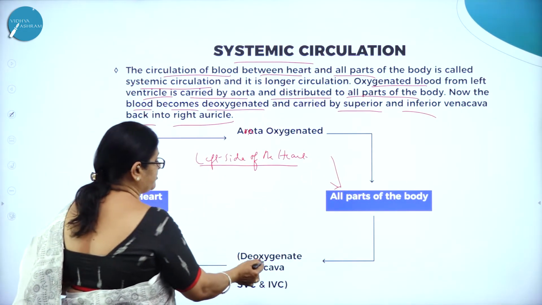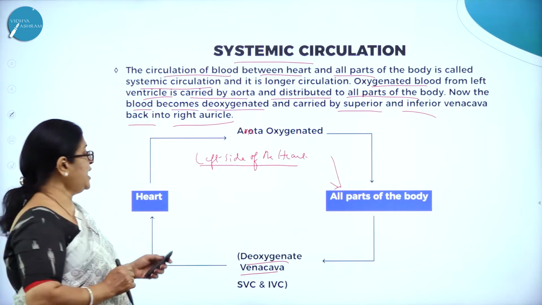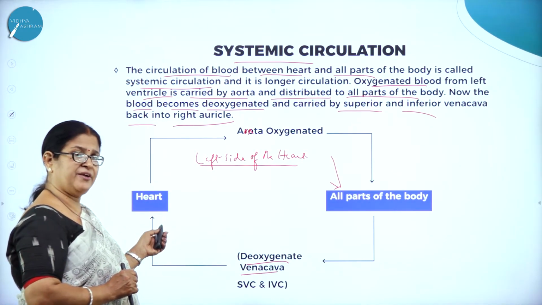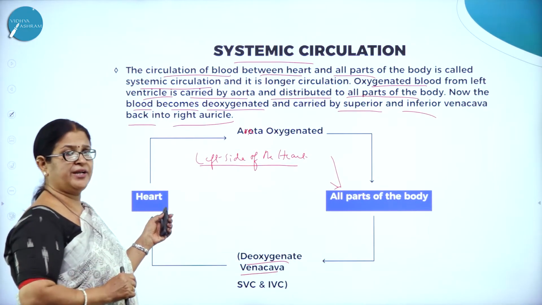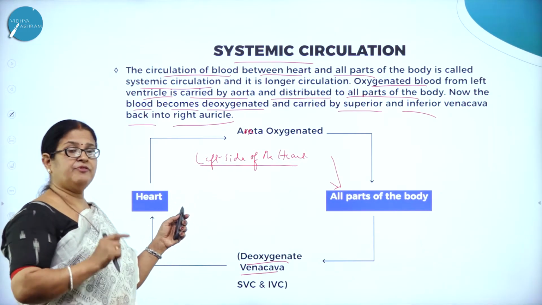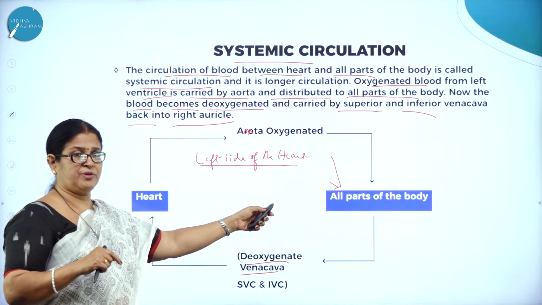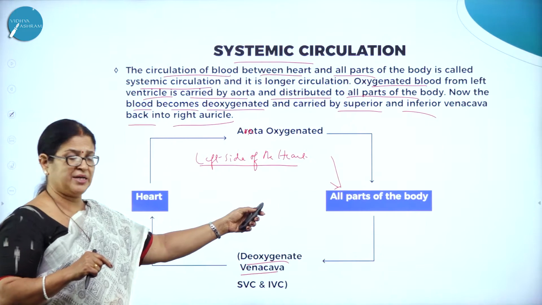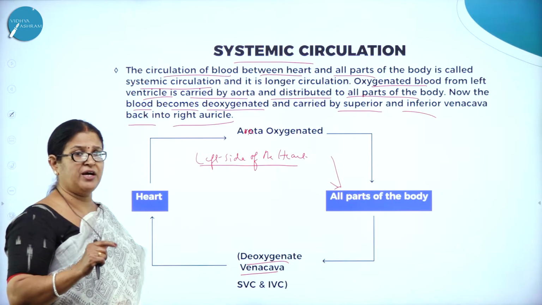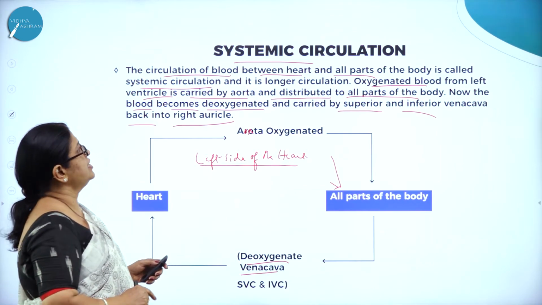Again, from all the parts of the body, the deoxygenated blood is collected by the superior vena cava and inferior vena cava, and it is poured into the right auricle, from the right auricle to the right ventricle, from the right ventricle to the pulmonary artery, from the pulmonary artery to the lungs, and thereon from the pulmonary veins, the purified blood goes to the left auricle, from the left auricle to the left ventricle, from the left ventricle to the aorta, from the aorta to all parts of the body through blood vessels, namely the arteries and blood capillaries. Again, the deoxygenated blood is collected back by the superior and inferior vena cava and poured into the right auricle. So this whole process is called systemic circulation.